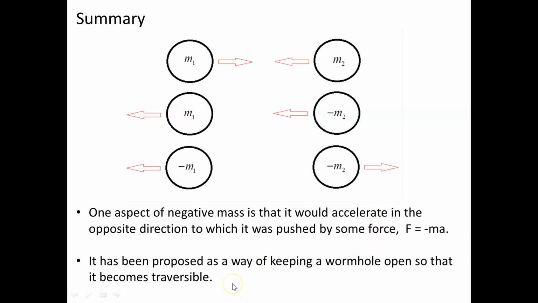It has been proposed as a way of keeping a wormhole open so that it becomes traversable. As you can imagine here, if you look here, positive and negative, there's no repulsion and there's no attraction. They keep the same distance apart. So suitable enough negative mass could be used to keep a wormhole open, and if you can keep the wormhole open, it could then become traversable.